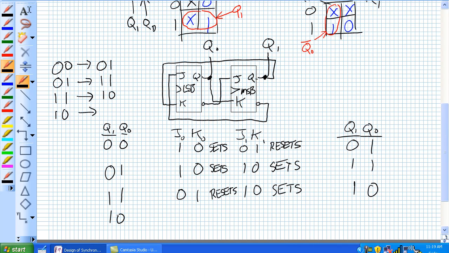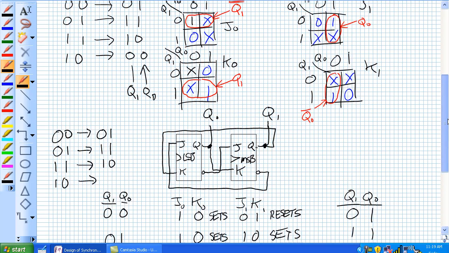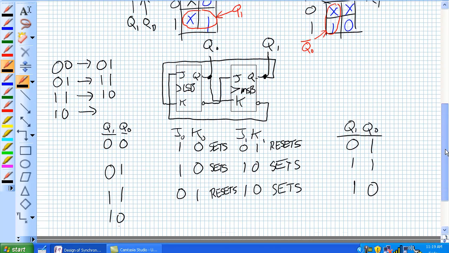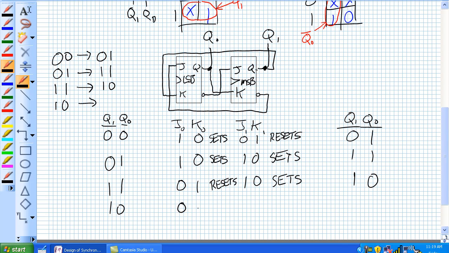Now, 1, 0. We want to make sure we're going to recycle to our 00, just to make sure. Okay, what are the inputs for this stage? I'm just going to go ahead and jump it. So J0, K0, it's going to be our not Q1 and Q1. That's going to reset it. Oh, excuse me. So it's going to reset. Well, it's already a 0, so resetting a 0, it's just a 0.